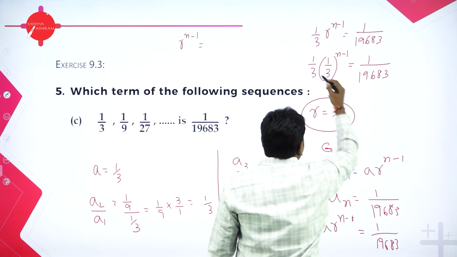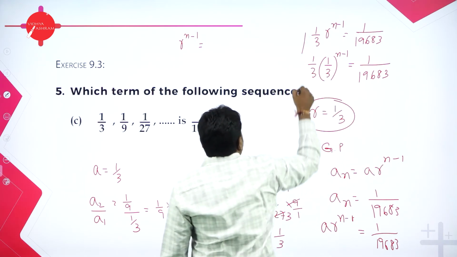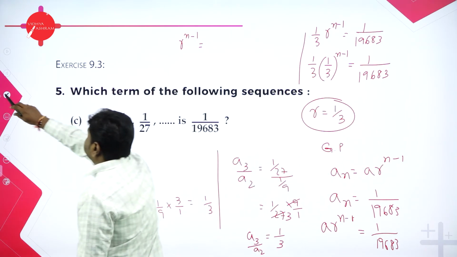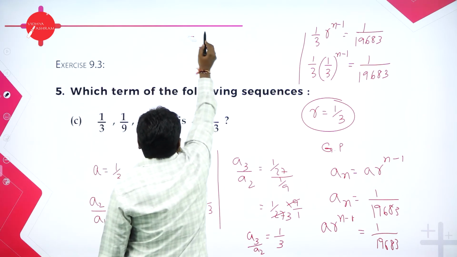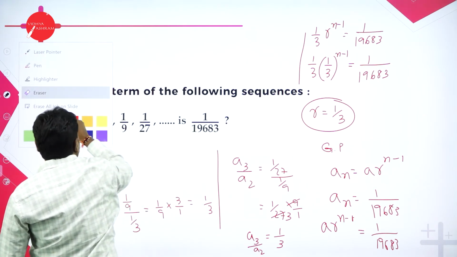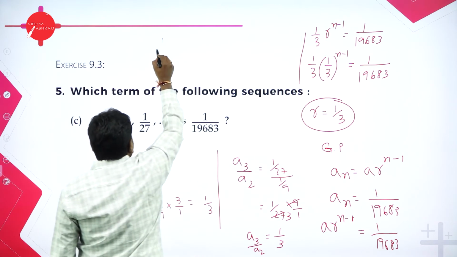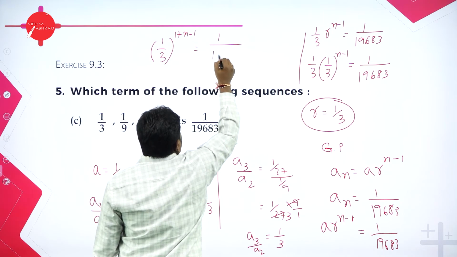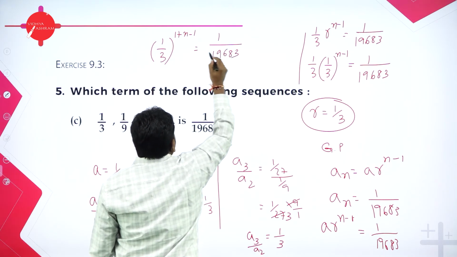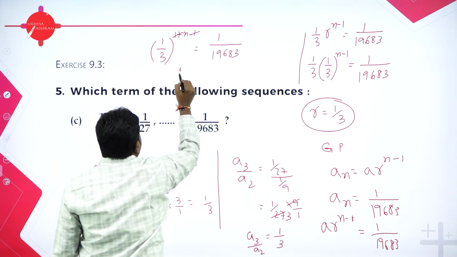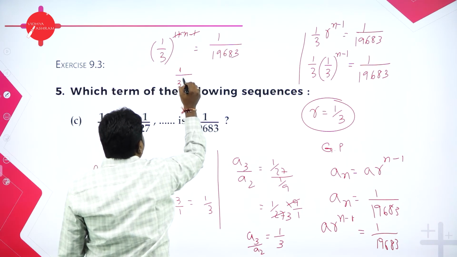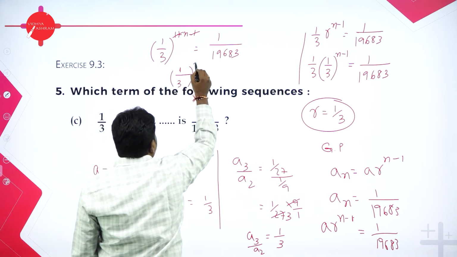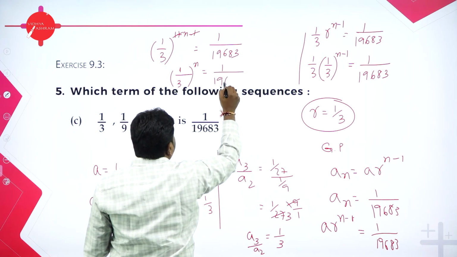So dear students, A power m into A power n is A power m plus n. So now use law of indices. If you use law of indices, A power m into A power n is A power m plus n. So 1 by 3 power 1 plus n minus 1 is equal to 1 by 19,683. So plus 1 minus 1 cancels. So 1 by 3 whole power n is equal to 1 by 19,683.